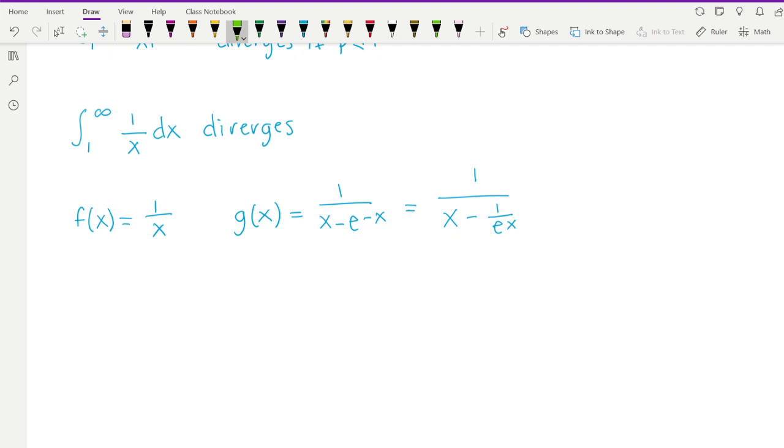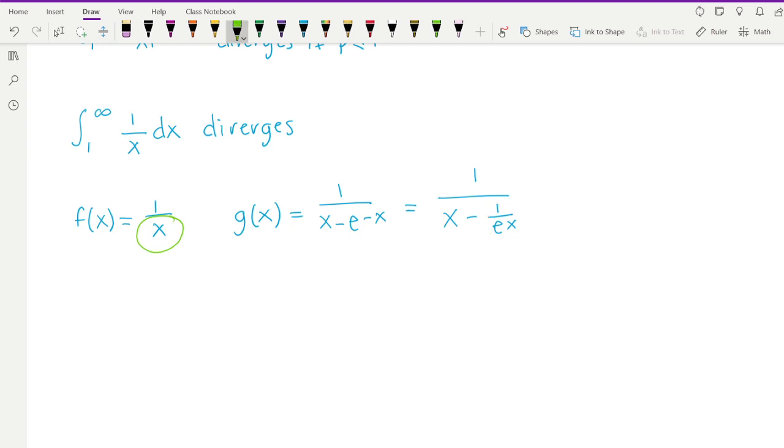And so what's going on here, if we look at this denominator, it's just x. This one is x minus, and this is a positive number, right? 1 over e to the x, that's like some small fraction. It's like 1 over e squared, 1 over e cubed. It's some kind of small fraction.